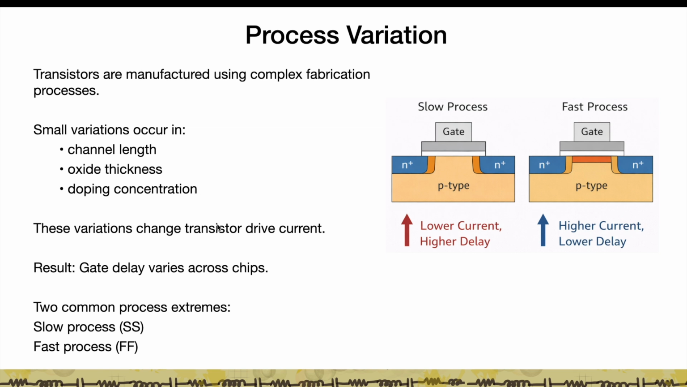And these tiny variations have a direct effect on transistor drive current. A transistor with a slightly shorter channel or a thinner oxide drives more current. It switches faster. One with a longer channel or less ideal doping switches slower. Across an entire chip, millions of transistors, this variation adds up. Some chips from the same wafer will be measurably faster than others. That's why we define two process extremes: the slow corner where transistors are weaker, and the fast corner where they are stronger.